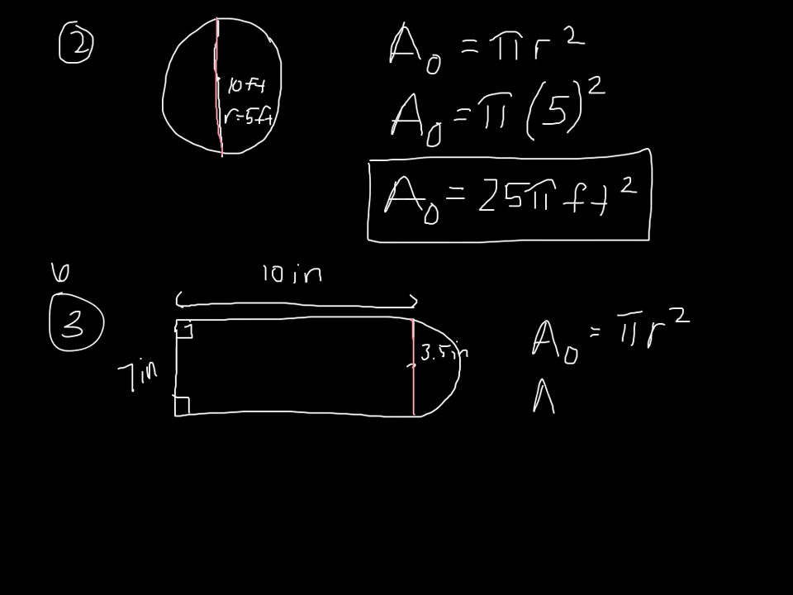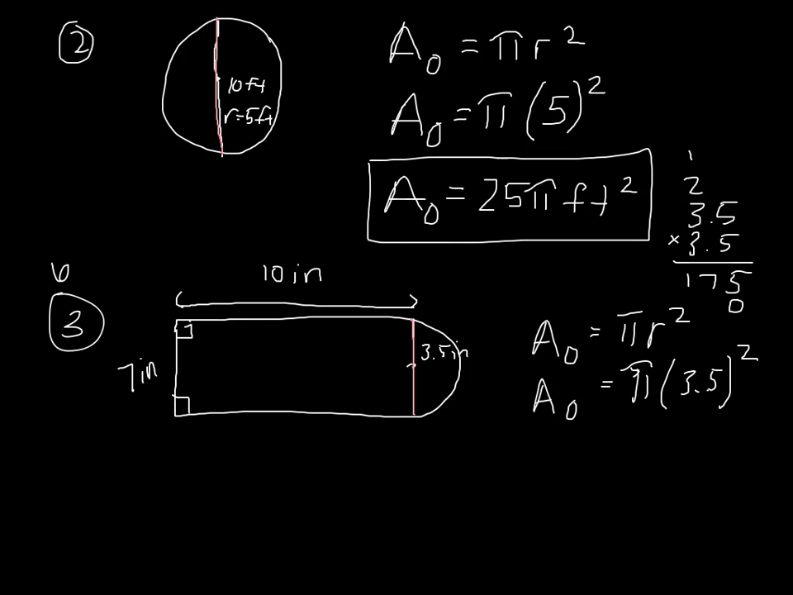Okay, so the area of the circle is pi times 3 5/10 inches squared. So I have to do 3 5/10 times 3 5/10. 5 times 5 is 25. 5 times 3 is 15, 16, 17. Add my 0. 3 times 5 is 15. 3 times 3 is 9, plus 1 more is 10.